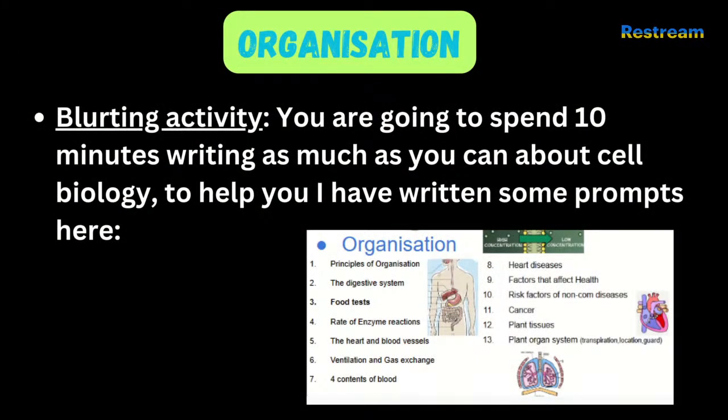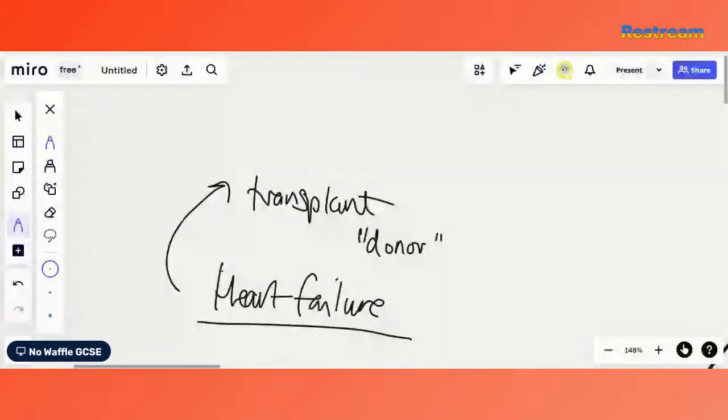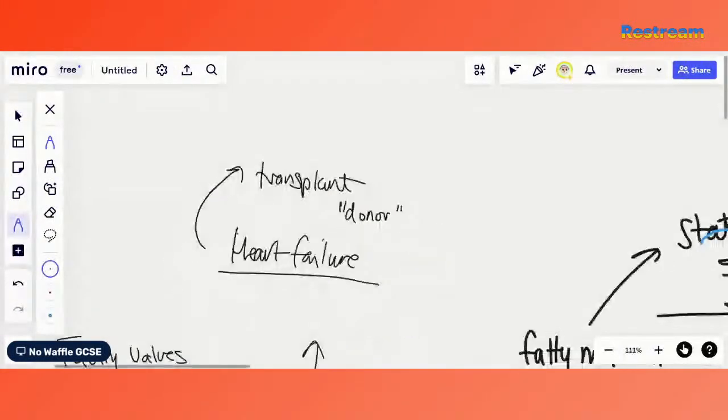Now let's see what else. Have we missed anything else? Okay, final things, we need to look at cancer and plant tissue before we go on. It's overrunning slightly.